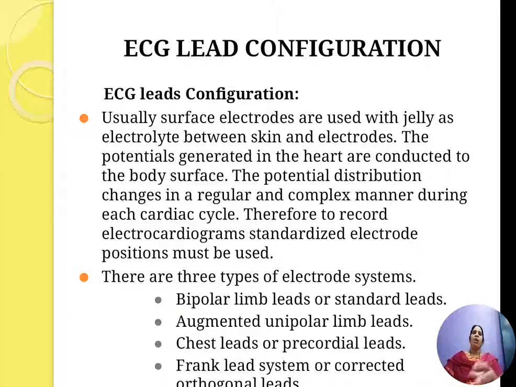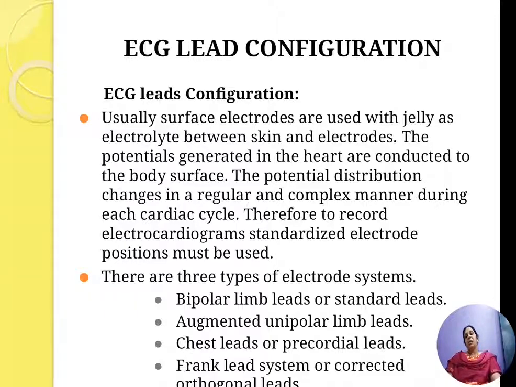3 or 4, whatever it may be. The first one is the bipolar leads or the standard leads. The second one is augmented unipolar limb leads. Third one is chest leads or precordial leads. And the fourth one is the Frank lead system or corrected orthogonal system. So these are the different lead configurations which we are using.